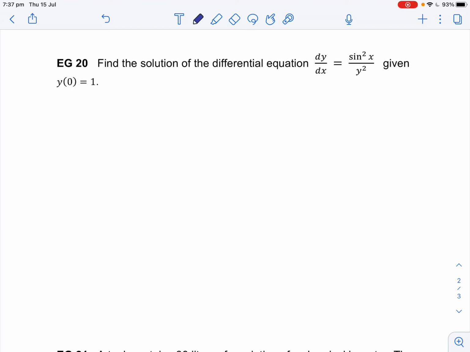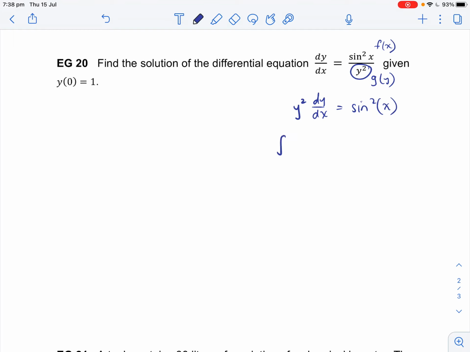In this particular case, I've got y squared on the bottom line. So this is my function g of y already on the bottom line. And this is f of x on the top line. My variables, my functions of x and my function of y are already separated. So in this case, I'm just going to move the whole function g of y to the other side of the equal sign by multiplying and write it as y squared dy dx equals sine squared x.